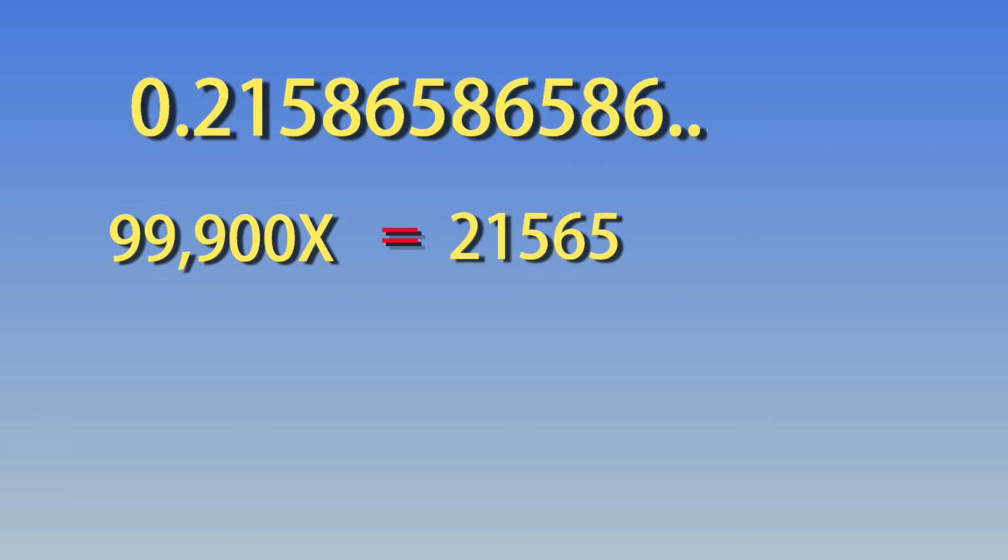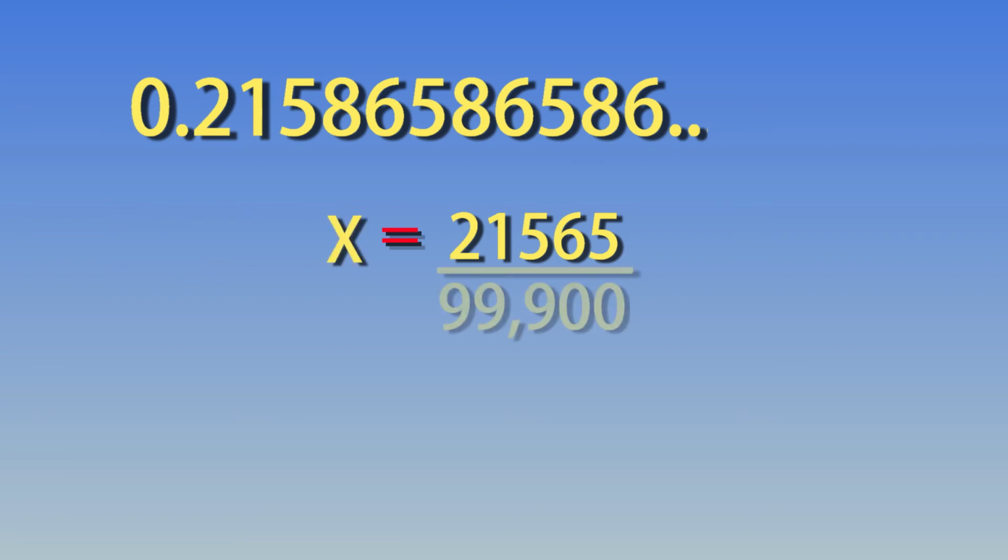Finally, in step 5, we isolate x by dividing both sides by 99,900, and that gives us x equals 21,565 over 99,900. And finally, we replace x with the original value, the recurring decimal. So we get that the recurring decimal equals 21,565 over 99,900, and our recurring decimal is converted to a fraction.